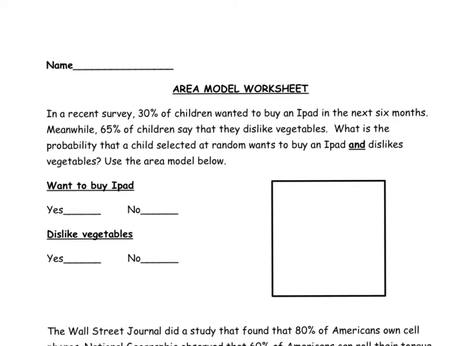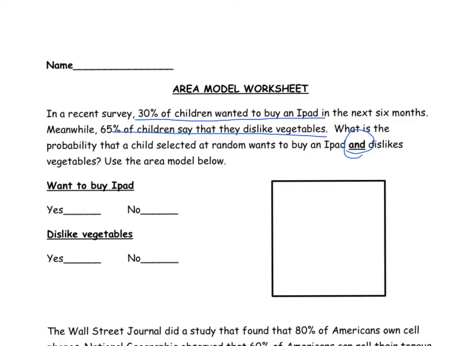So in this story, a recent survey found that 30% of children want to buy an iPad. Meanwhile, 65% of children say they dislike vegetables. What is the probability that a child selected at random wants to buy an iPad and dislikes vegetables?